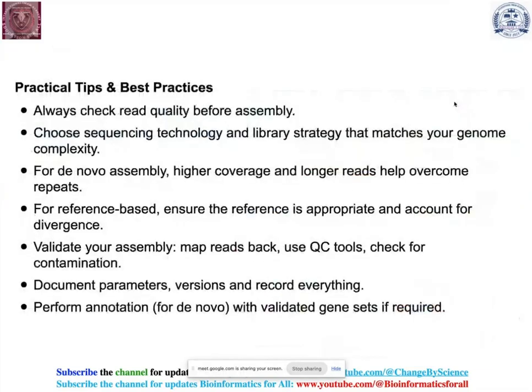So, next are the practical tips and best practices. Always check the quality before assembly. Choose a sequencing technology and library strategy that matches your genome complexity. For de novo assembly, higher coverage and longer reads help to overcome the repeats. For reference-based, ensure the reference is appropriate and account for divergence. Validate your assembly: map reads back, use quality check tools, check for contamination. Document parameters and versions, and record everything. Perform the annotation for de novo with validated gene sets if required.